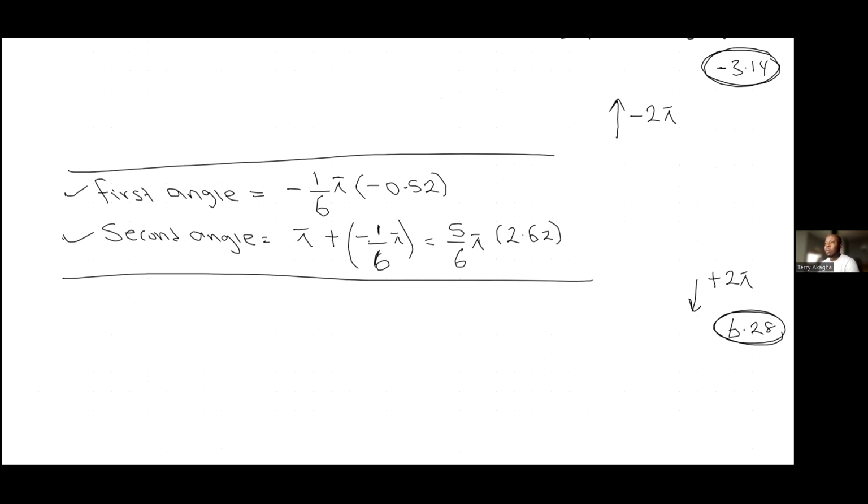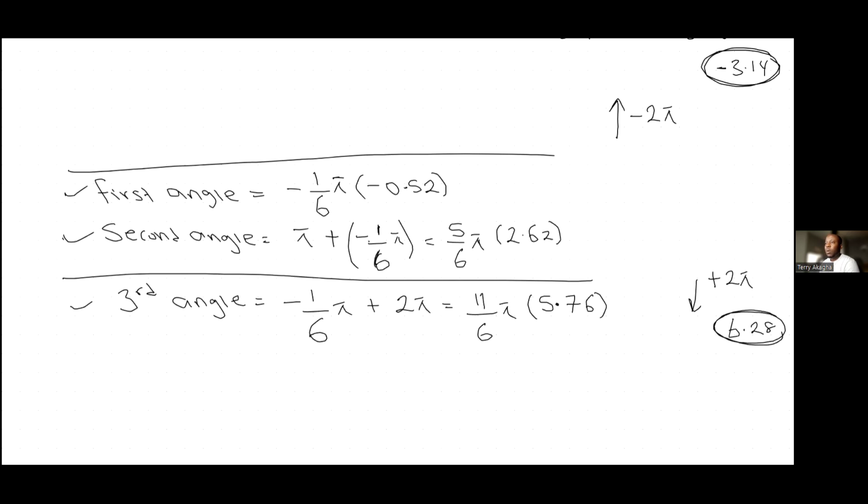So the third angle will be equal to, you'll be adding 2 pi. So it's going to be minus 1/6 pi plus 2 pi. And what would this give you? It will give you 11/6 pi. And when you press it in decimals, it's going to give you 5.76. So 5.76, you can see 5.76 is less than 6.28. We need to keep on going.